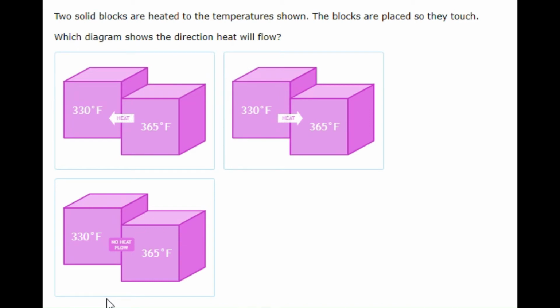Two other blocks. One of them has a temperature of 330. The second one has a temperature of 365. Different temperature, so heat energy moves from the one with the highest temperature to the one with the lowest temperature. So this answer is correct. This answer should be correct. Let me try. Is this correct?